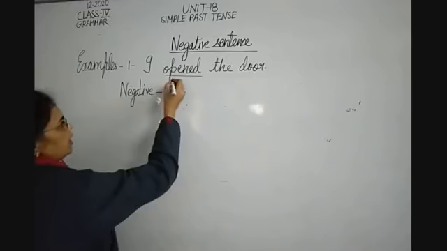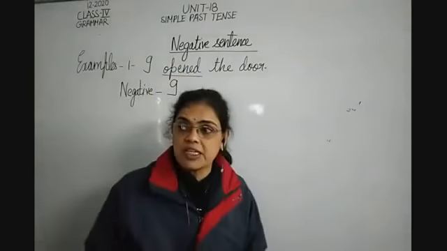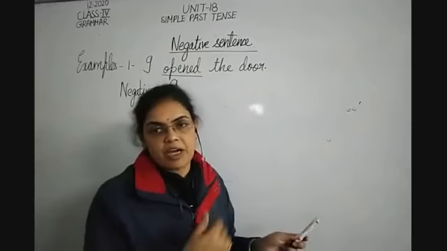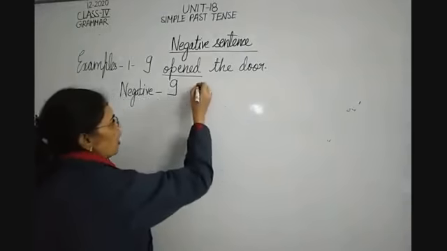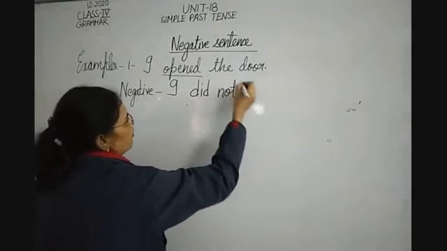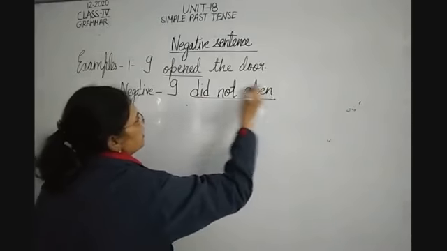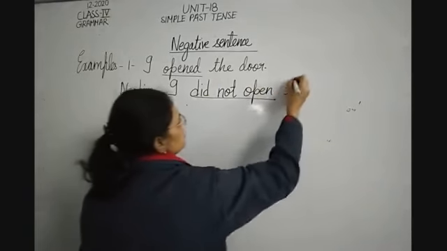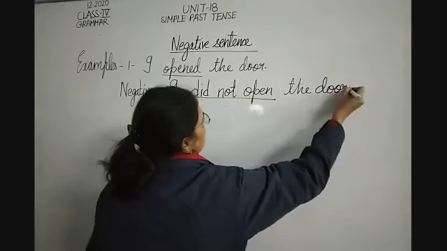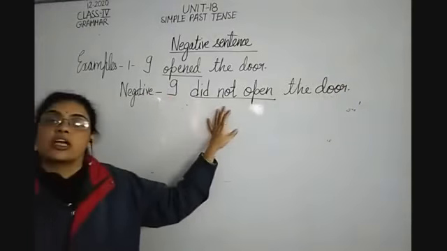So the subject is I. Then what was the formula? After the subject, did not plus the root form of the verb, and then the remaining sentence. So I did not, then the root form of the verb opened is open. I did not open the door. This will be our sentence, right. What have we changed it into?